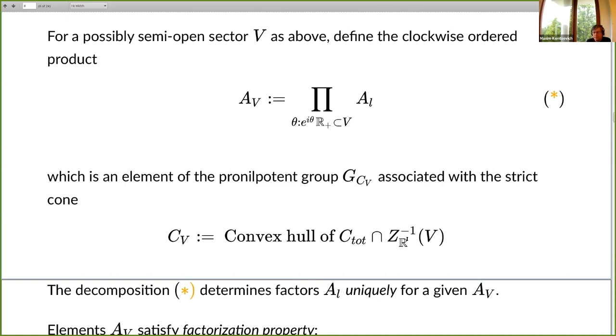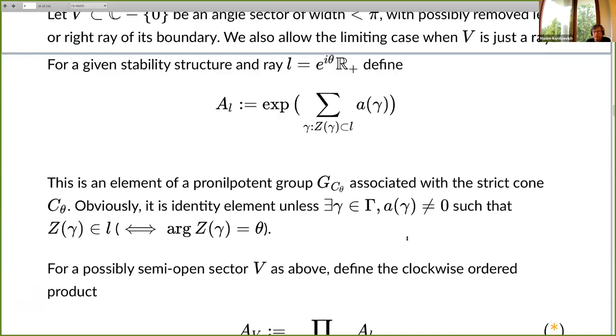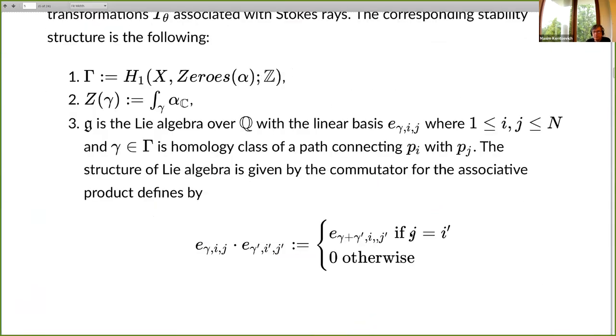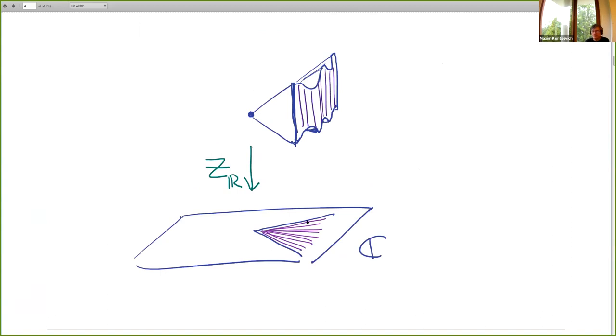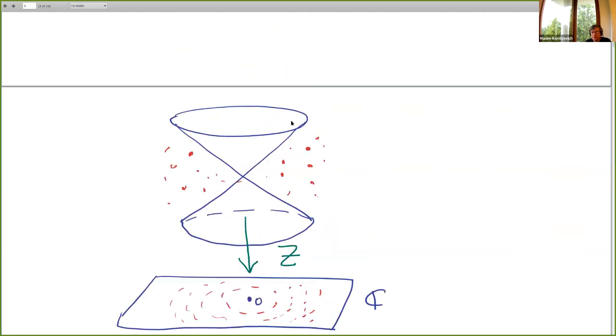Maybe I'll just go back a little bit to my picture. Yeah, so for example, here, if you take this sector V, which is drawn below, we take the pullback, it's something very, very non-convex. And you take the convex hull, you get some larger convex hull, which is already not trivial in the case of quadratic forms. If you take the preimage of some ray, you get something slightly non-convex in these directions.